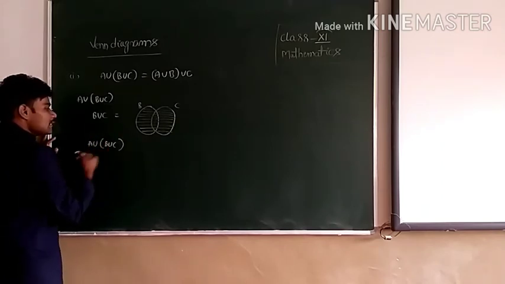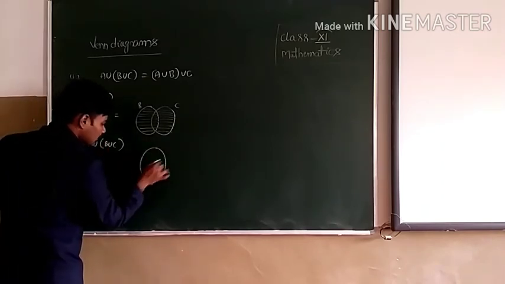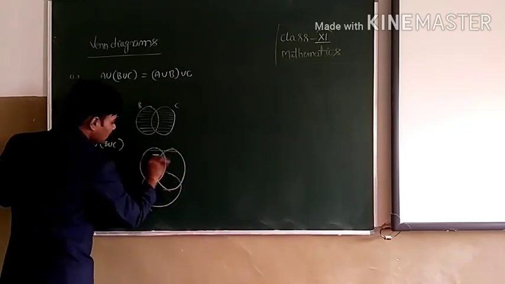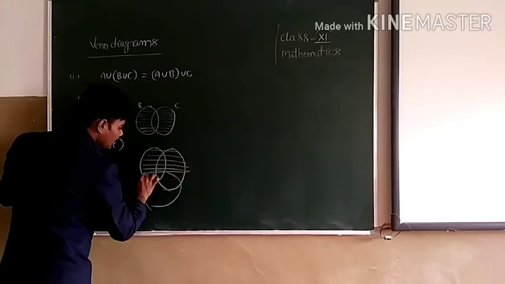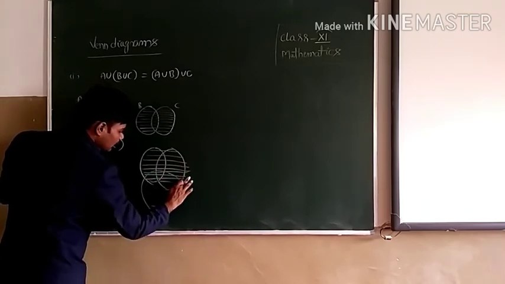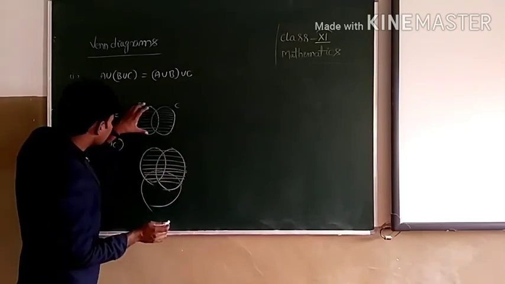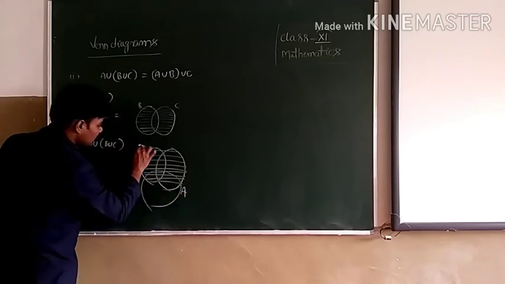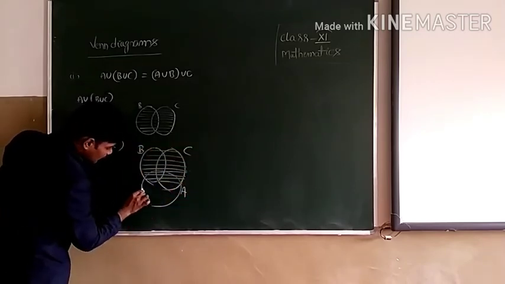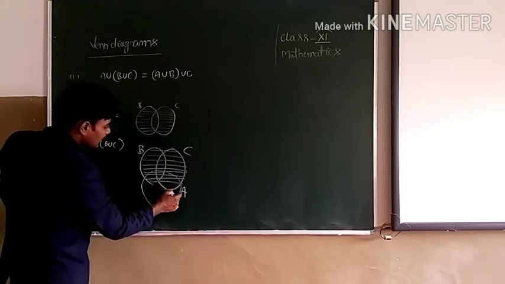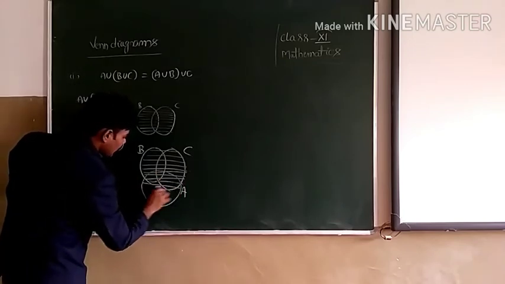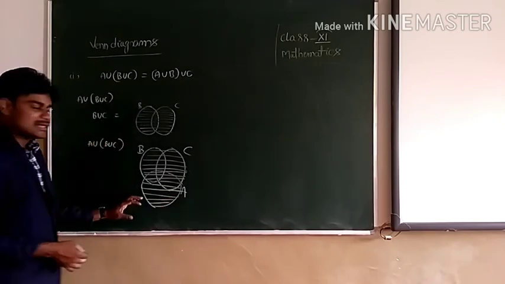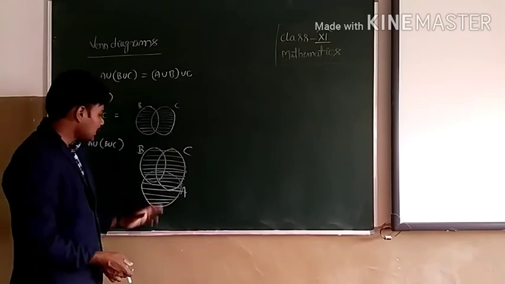So total three sets are here. We need to consider three sets like this. Up to this represents B union C, including A union. So this part represents A, this is B, this is C. Clear? A part is also included. Union means you have to consider all the elements available in all three sets. This represents A union B union C.